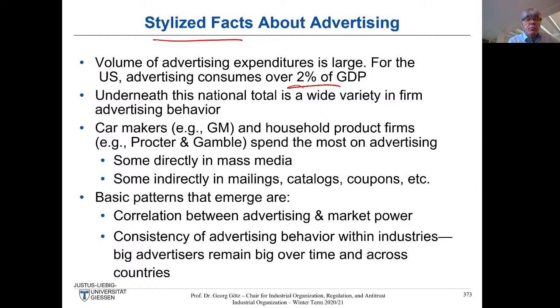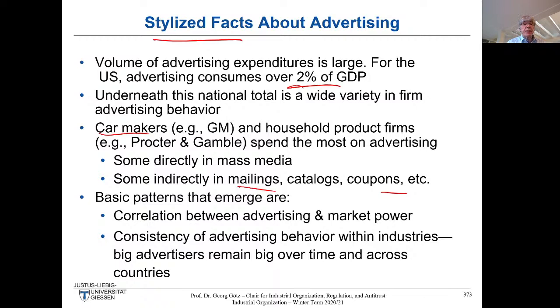in advertising. There's a wide variety of advertising behavior, and you will see that particularly car makers, think of General Motors or Daimler, BMW and Volkswagen, and household product firms, think of Procter & Gamble, Unilever and so on, spend the most on advertising, and some directly in mass media, so you will see TV broadcasts financed by advertisements, and also coupons and some mailings and so on.